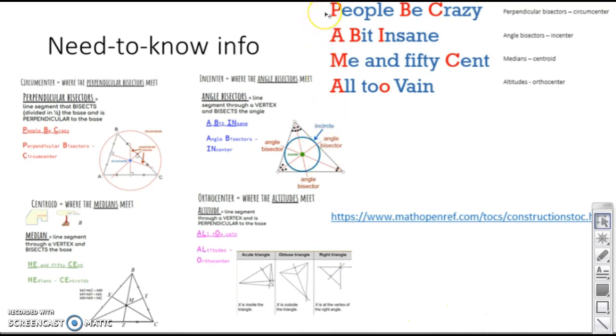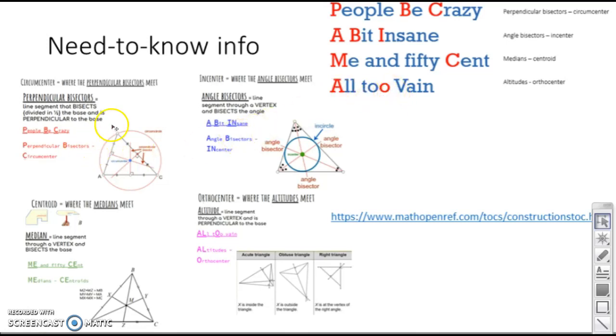The first thing that I would suggest is that you remember your rap. It's people be crazy, a bit insane, me and 50 Cent, all too vain. And remember what that rap stands for: the perpendicular bisectors create the circumcenter, the angle bisectors create the incenter, the medians create the centroid, and the altitudes create the orthocenter.